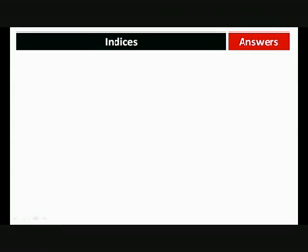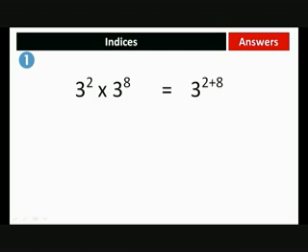So here are the answers to the questions on indices. The first question was to simplify 3 squared times 3 to the power of 8. Now remember, when you're multiplying two powers of the same thing, the rule is to add the powers. So 3 squared times 3 to the 8 is the same as 3 to the power of 2 plus 8. And that's 3 to the power of 10.